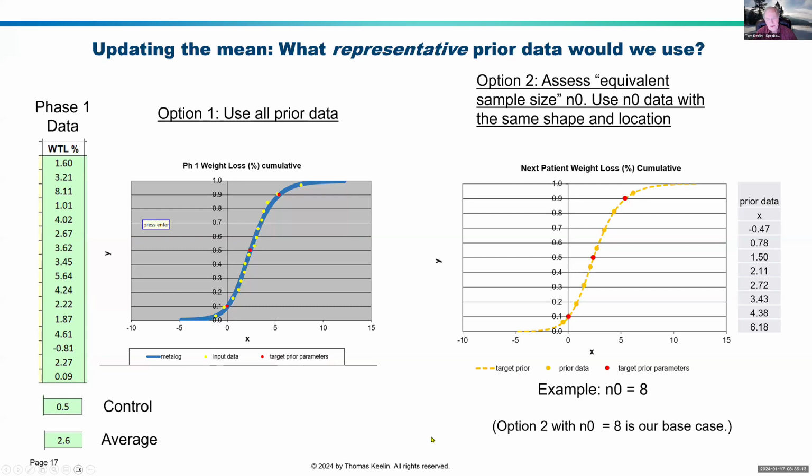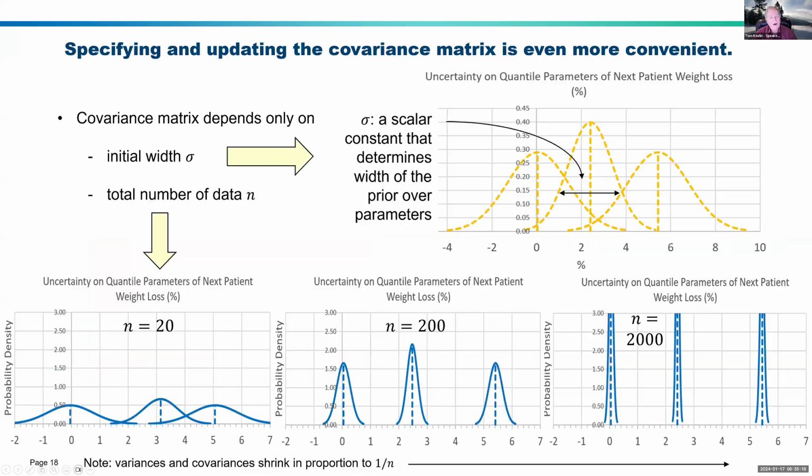Now, what about a covariance matrix, and how might we update that? Well, specifying and updating the covariance matrix is even more convenient, according to a set of equations that's in the 2021 paper. But first of all, there's nothing in this method that requires assessing a covariance matrix, which is actually a fairly difficult task to do with any reliability. In this method, the covariance matrix depends only on 2 things: an initial width called sigma and the total number of data, n, okay? And the total number of data is the total combined data, including the prior data and the new data.